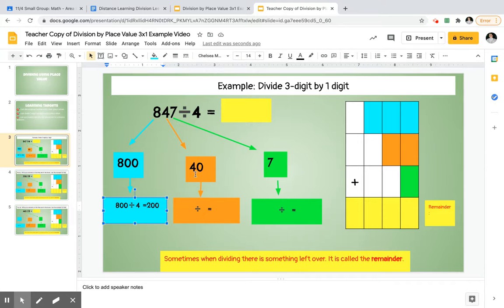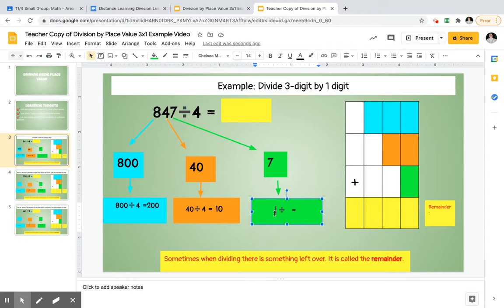Next I have 40. I'm going to write out 40 divided by 4 again. I have to think, okay, 40 divided by 4. Well, I know 4 times 10 is 40. So that means that 40 divided by 4 would be 10. Another way to do this is to see, okay, 4 divided by 4 is 1, and then I add my 0 onto the end. 40 divided by 4 is 10.